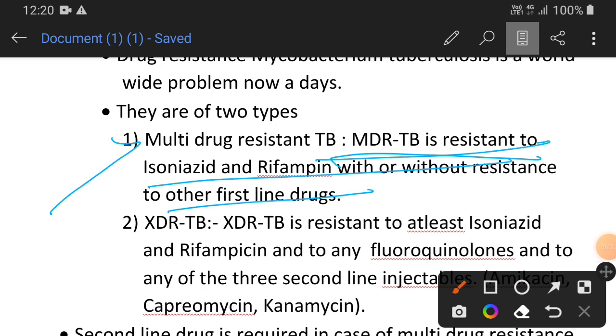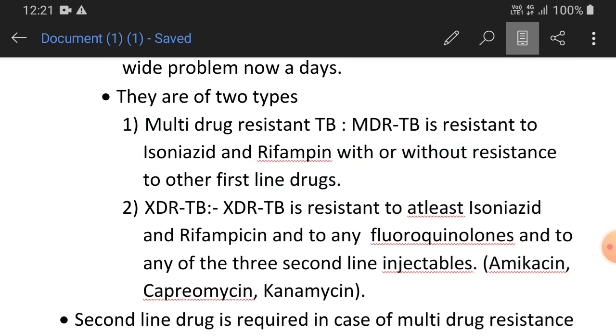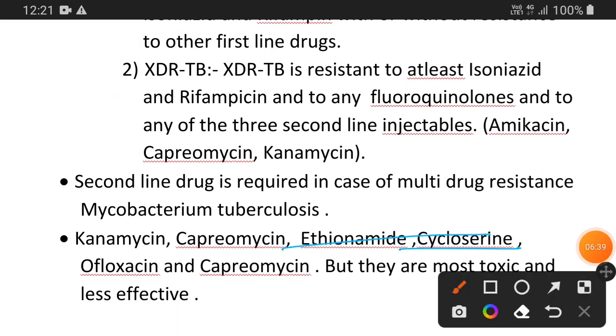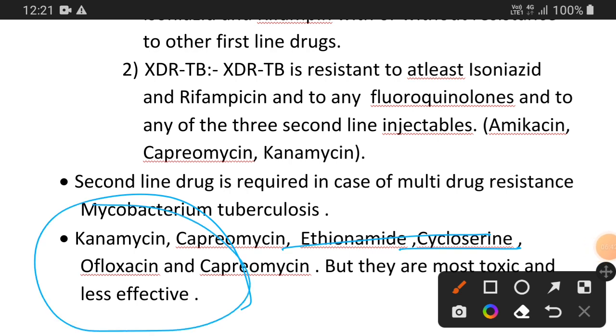For treating them, we have launched the second line drugs, for example amikacin, capreomycin, ofloxacin, ciprofloxacin, ethionamide, cycloserine. They are known as second line drugs that have the ability to treat MDR-TB. Now, very unfortunately, Mycobacterium tuberculosis also develops resistance against those, and such strains are known as XDR-TB mycobacterial strains.